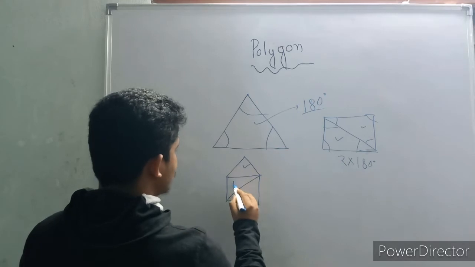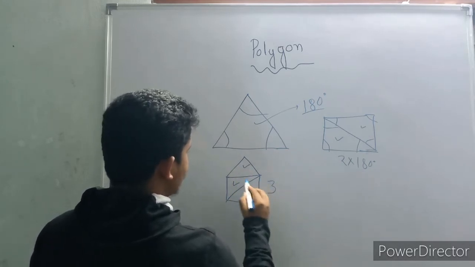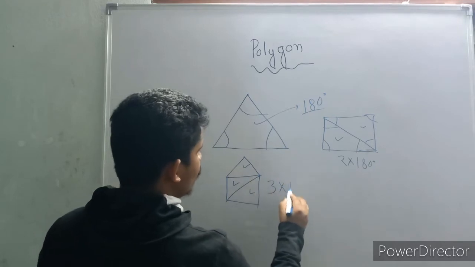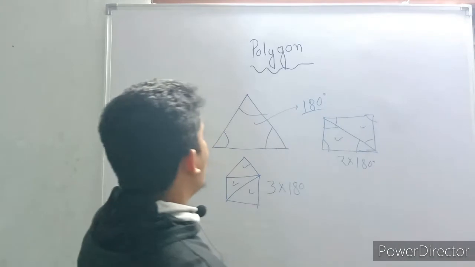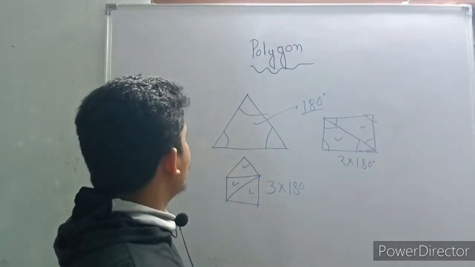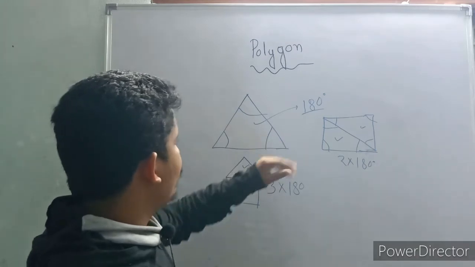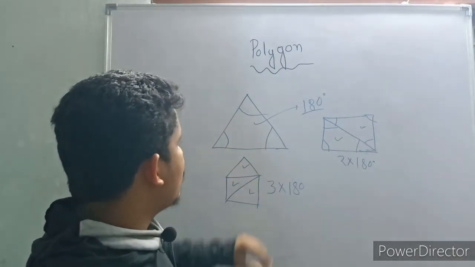This is also one triangle, this is also a triangle, this is a triangle. The sum of the interior angles of a triangle is 180 degrees, so 180 into 3. Okay, now I will give you one general formula to remember. How to remember: if the sides of a polygon are given in the question, you can find out the sum of the interior angles.